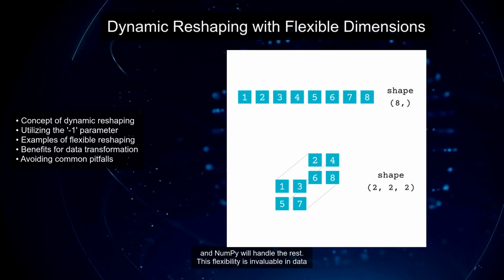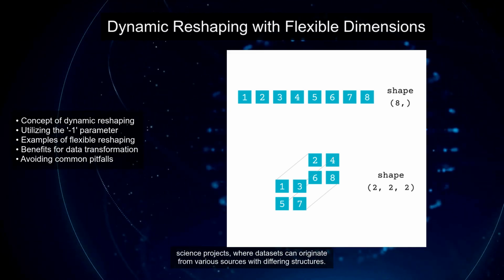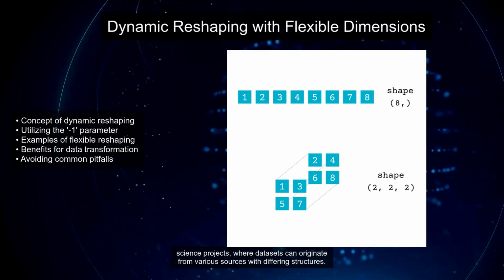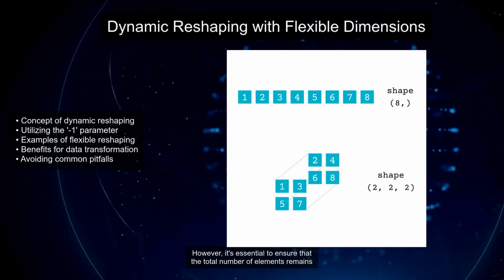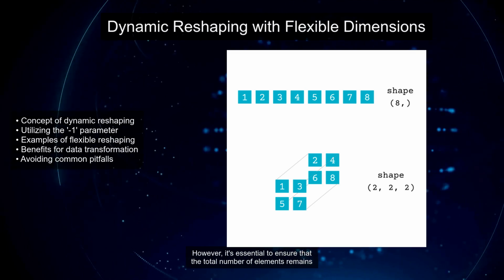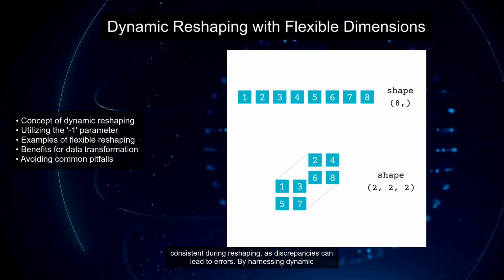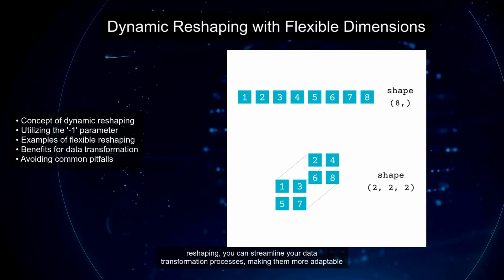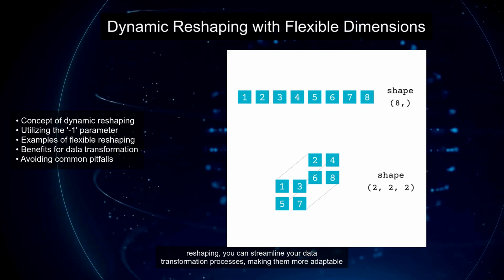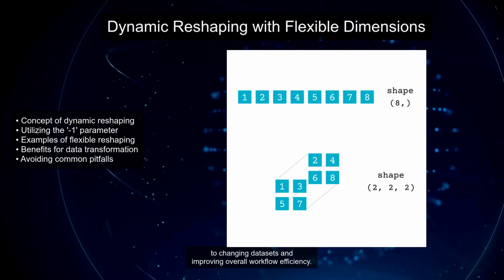This flexibility is invaluable in data science projects, where datasets can originate from various sources with differing structures. However, it's essential to ensure that the total number of elements remains consistent during reshaping, as discrepancies can lead to errors. By harnessing dynamic reshaping, you can streamline your data transformation processes, making them more adaptable to changing datasets and improving overall workflow efficiency.